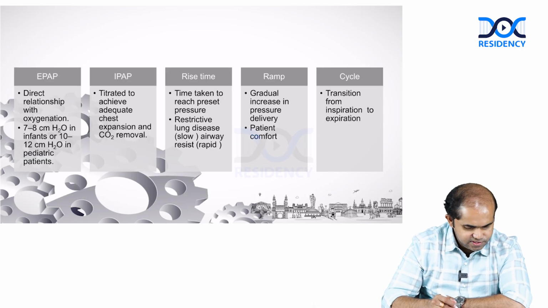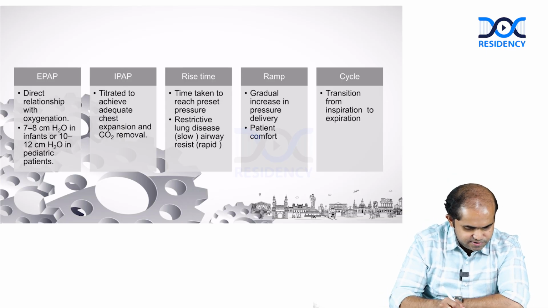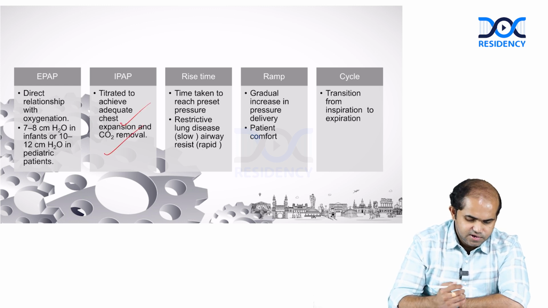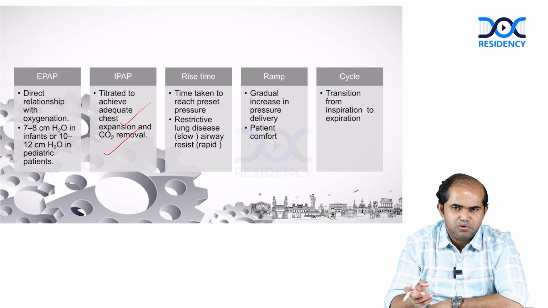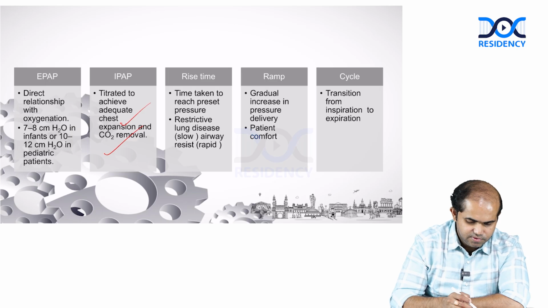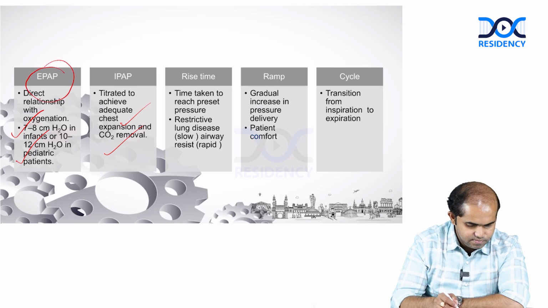As I said, IPAP is nothing but tidal volume support. So IPAP gives your tidal volume. In the same way, it is titrated to achieve adequate chest expansion, and in that way your CO2 removal. EPAP, as I said, is nothing but positive end-expiratory pressure, which will keep the collapsed alveoli open. In that way your oxygenation is going to be better. So you usually start it around 8. You can go up to 12 to 14 also in cases of EPAP.